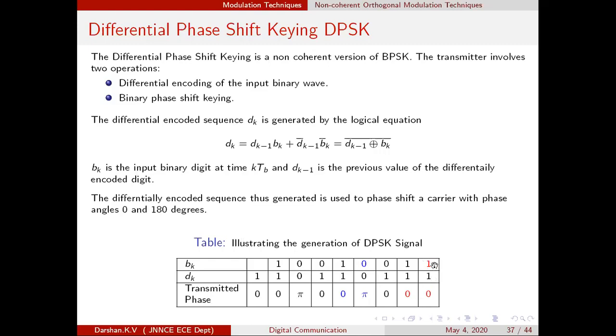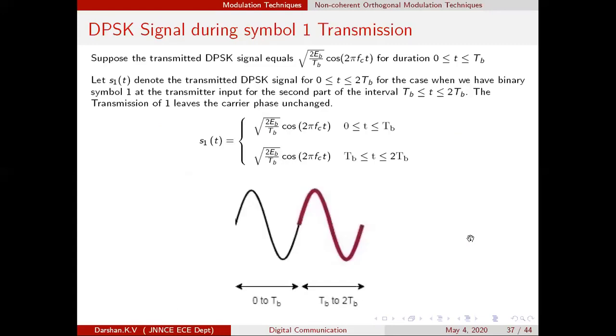Similarly, if you want to transmit 1, initially you check the phase of the carrier. The phase of the carrier is 0. Then if you want to transmit 1, you leave the phase of the carrier unchanged. Don't change the phase. The pictorial representation of what I have told is given here. Suppose you want to transmit symbol 1, we check the initial phase of the carrier, that is, for the duration 0 to TB. Then we leave the phase of the carrier unchanged, so we have not made any change to the phase.